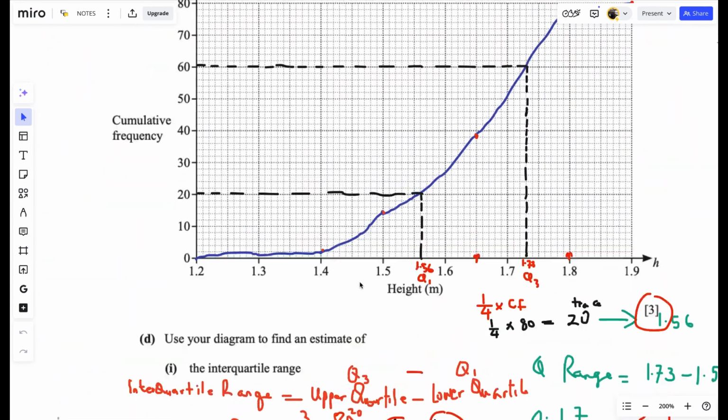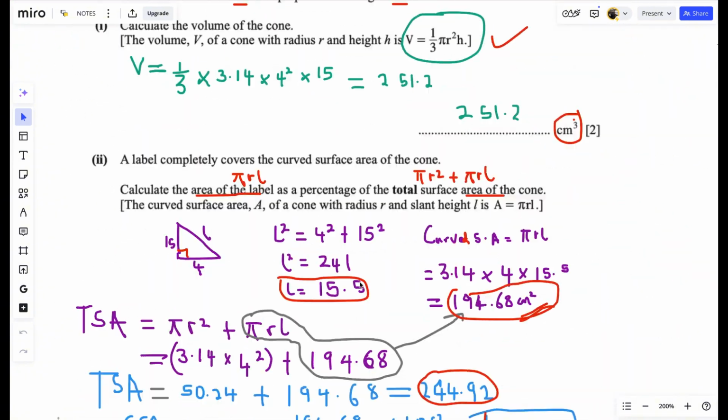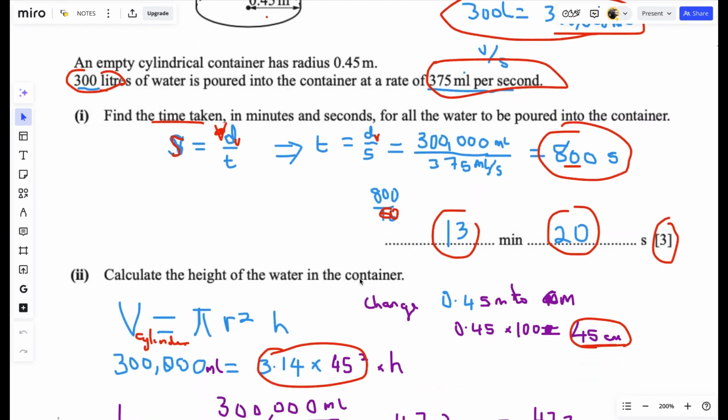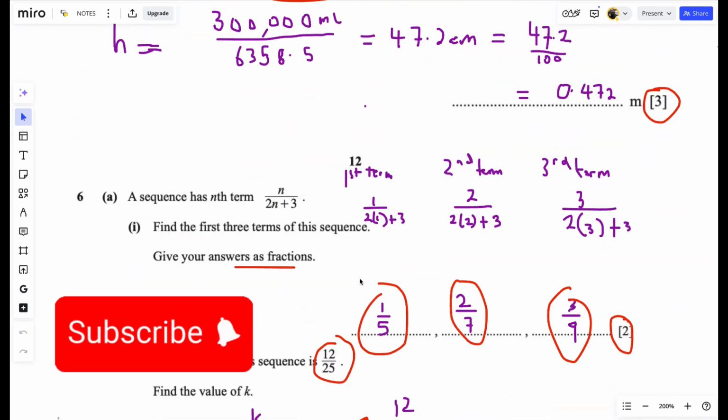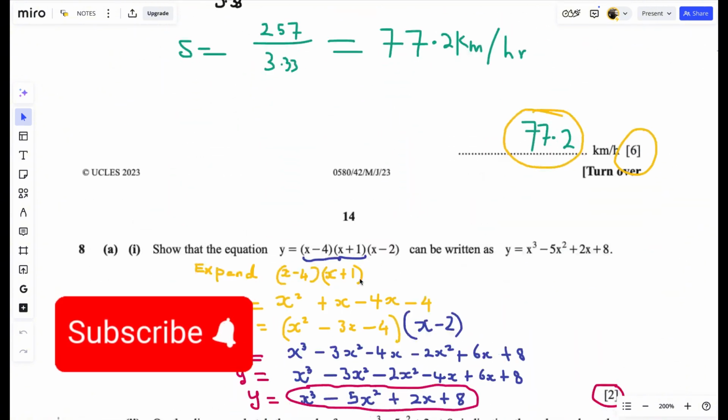Okay? So part 3, from question number 8. Okay? Okay, so we're good to go.